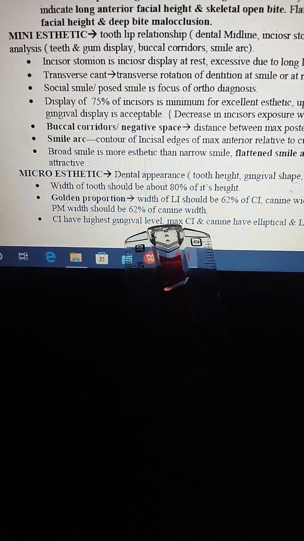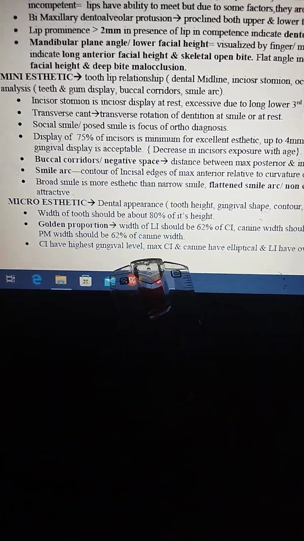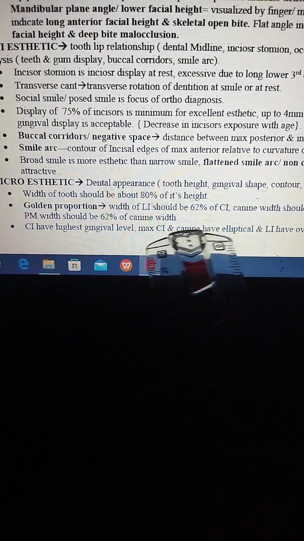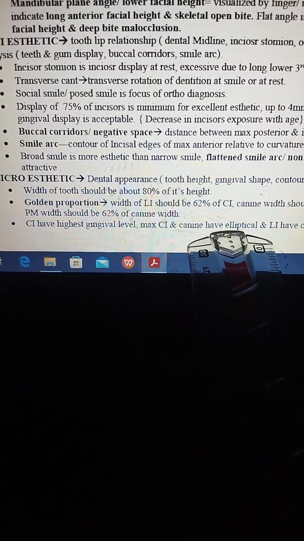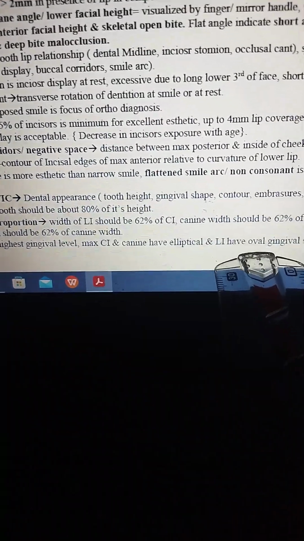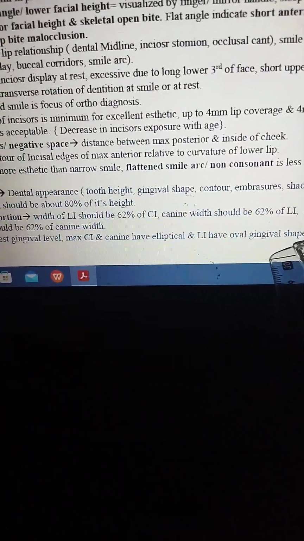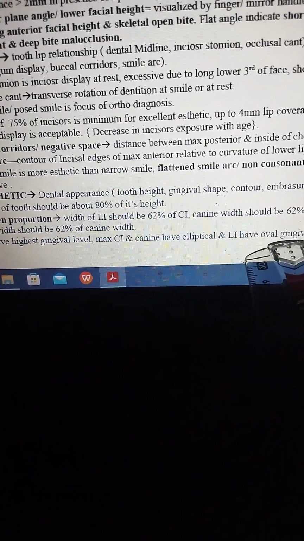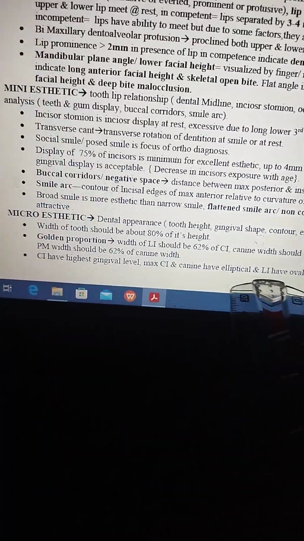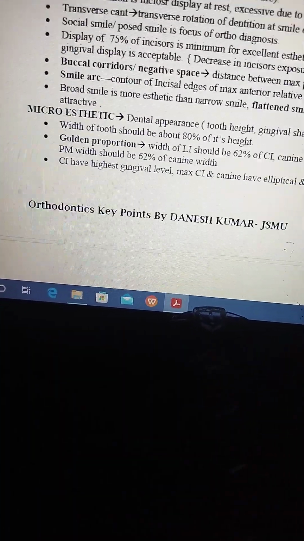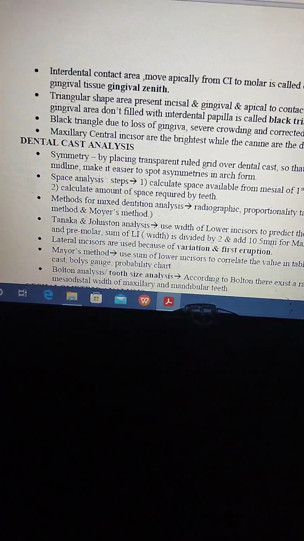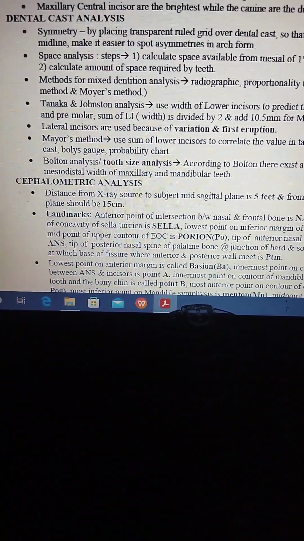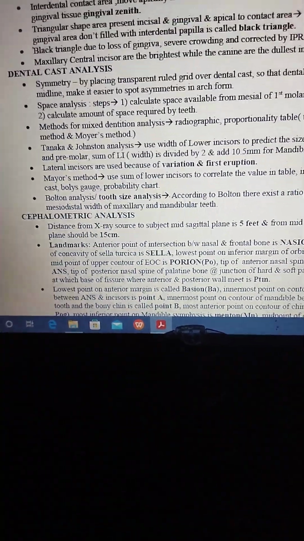Okay, it is an FCPS part 1 dentistry MCQ too. Maxillary central incisor and canine have elliptical, while lateral incisor has oval gingival shape. So these are important points to remember for any ortho induction exam. These points are for quick recall, for quick preparation, for superficial preparation.